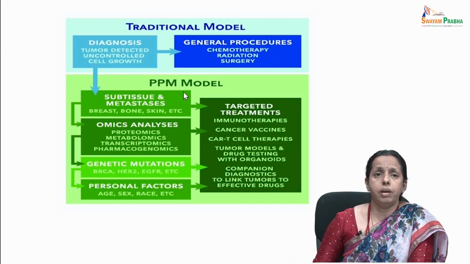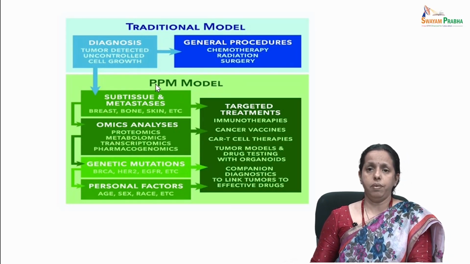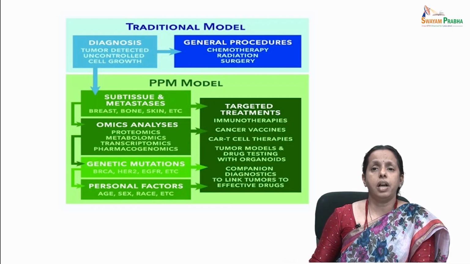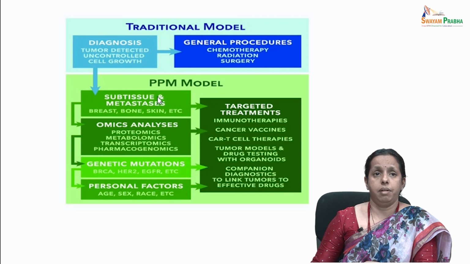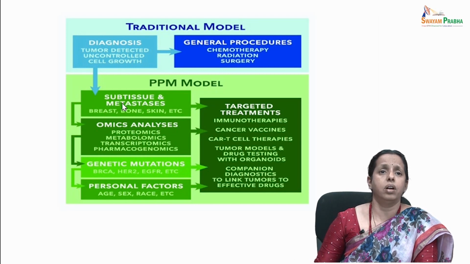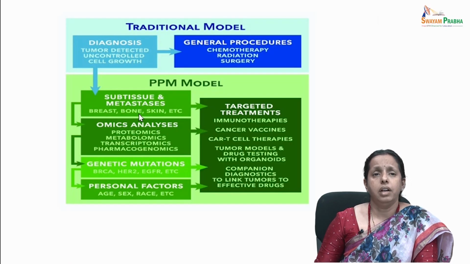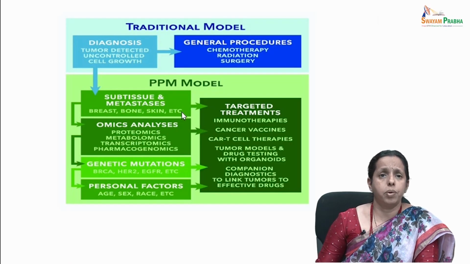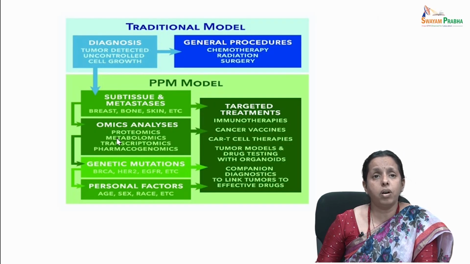Then you have the PPM, the personalized precision medicine model, which is characterized by individualized treatments as well as an individualized diagnostic approach. Suppose you have your subtissue, then metastasis, like your breast, the luminal and the non-luminal, then the bone, the skin. Each one will have targeted treatments. Then you have immunotherapy. Then very important is your omics analysis, your genomics.